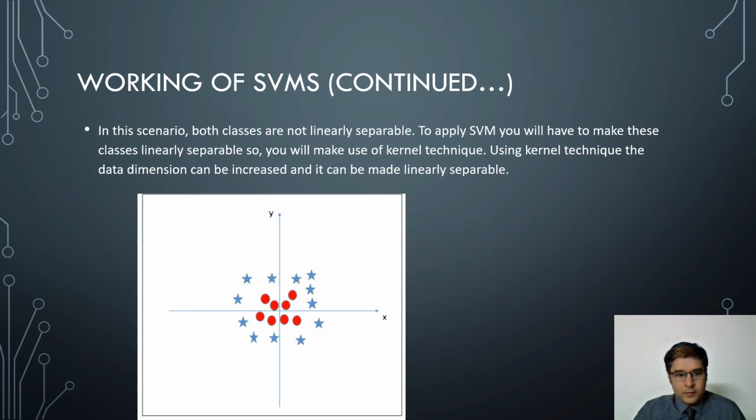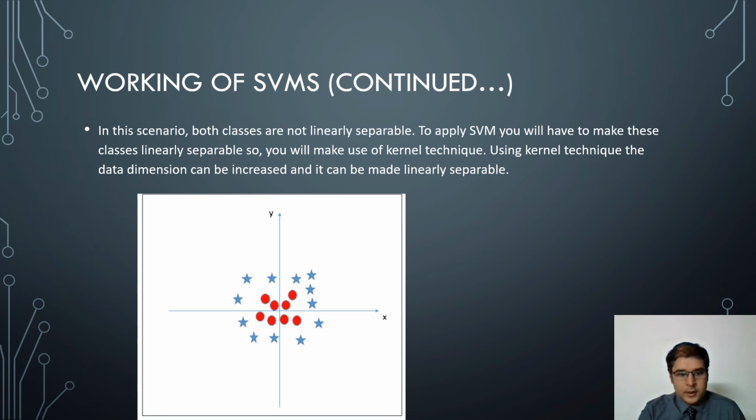So now we will discuss how we transform low dimensional data to high dimensional data so that they can be separable. The example is given in this diagram where both classes are not linearly separable. So if we draw a line or a curve, we won't be dividing or classifying both classes correctly. So to apply SVM, we will have to make these classes linearly separable. And for that we use the kernel technique. Using the kernel technique, the data dimension can be increased and it can be made linearly separable.